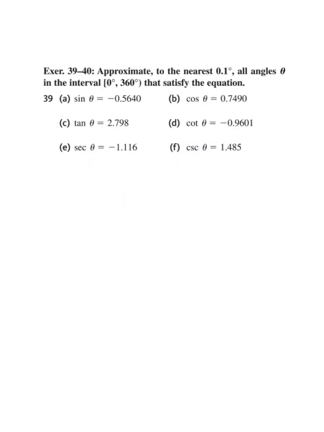Okay, to the nearest 0.1 degree, find all angles in the interval 0 to 360. All right, so now we're doing this backwards. In A, you have to move sine over, so that means the arc sine of negative 0.5640 in degrees. Make sure we are in degree mode. You do the arc sine of negative 0.5640, and that gives you negative 34.3 degrees. But it wants it from 0 to 360, so this has to be positive.